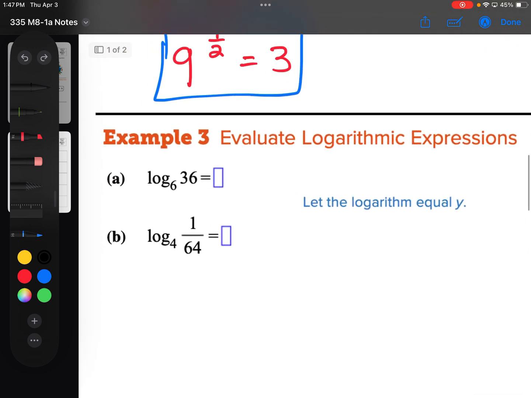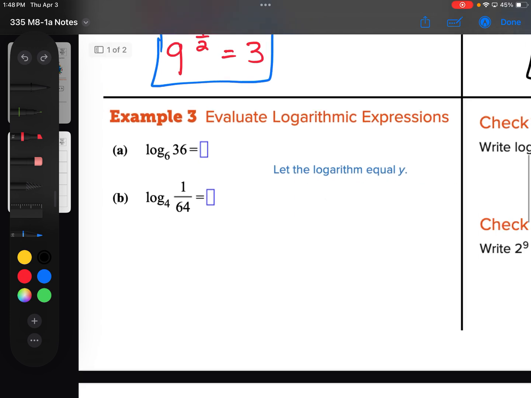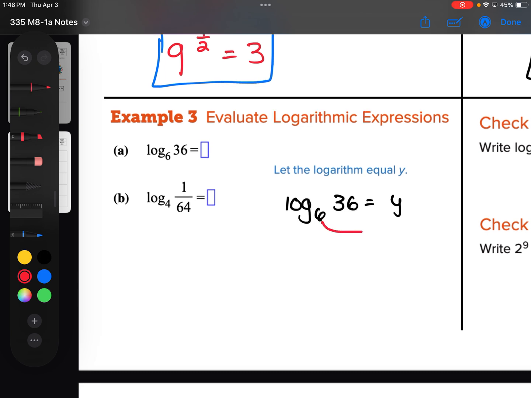All right, so how do you do example 3? How do you evaluate logs? You need to let the logarithm equal y to start out. I'm going to do part A. I've got log base 6 of 36 is equal to y. You could also use x, but for some reason in math they usually use y. You're going to take it around the world to get rid of the log. So it's going to be 6 to the power of y is 36.